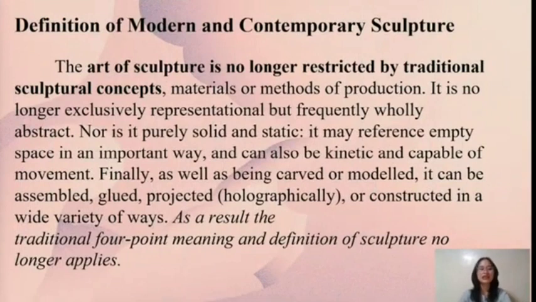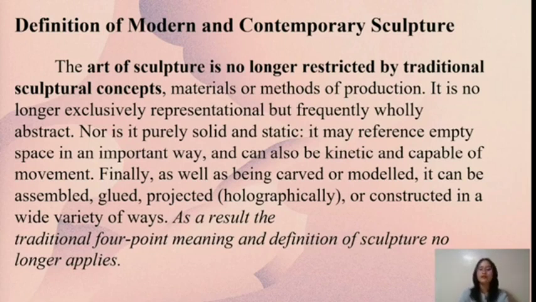Next is definition of modern and contemporary sculpture. The art of sculpture is no longer restricted by traditional sculptural concepts, meaning wala na lang siya naglimit kung unsa siya dati. Materials na gigamit o ang methods of productions kay nausab na pud siya. It is no longer exclusively representational but frequently wholly abstract. Nor is it purely solid and static. It may reference empty space in an important way and can also be kinetic and capable of movement. Easy to understand. Dili na daw siya naka-stay put lang.